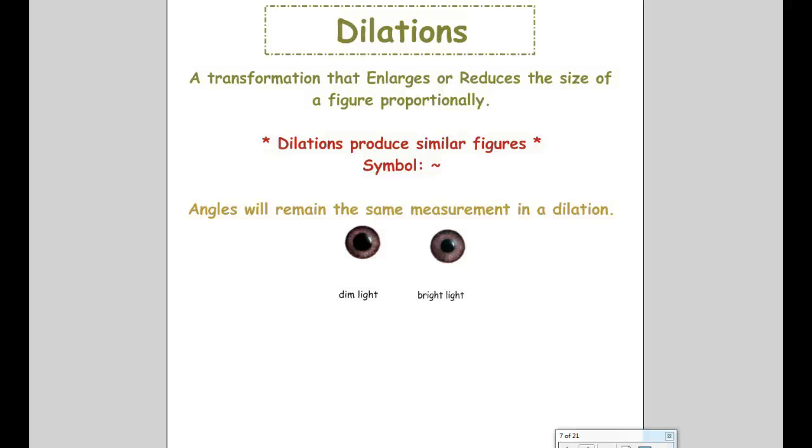So, a transformation that enlarges or reduces. That's where you write down: enlarges or reduces the size of a figure proportionally. When you dilate something, the figure is similar to the original. It's similar. The symbol for similar is a squiggly. What was the symbol for congruent? It was an equal sign with a squiggly on top. So that's congruent, that's similar.